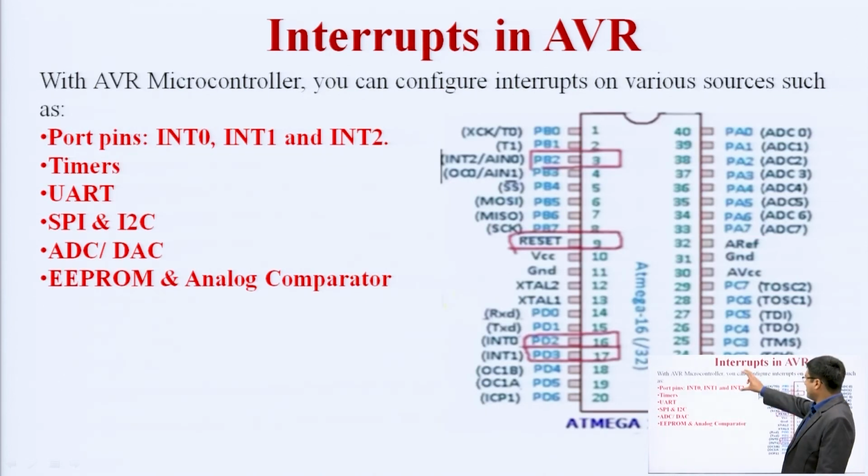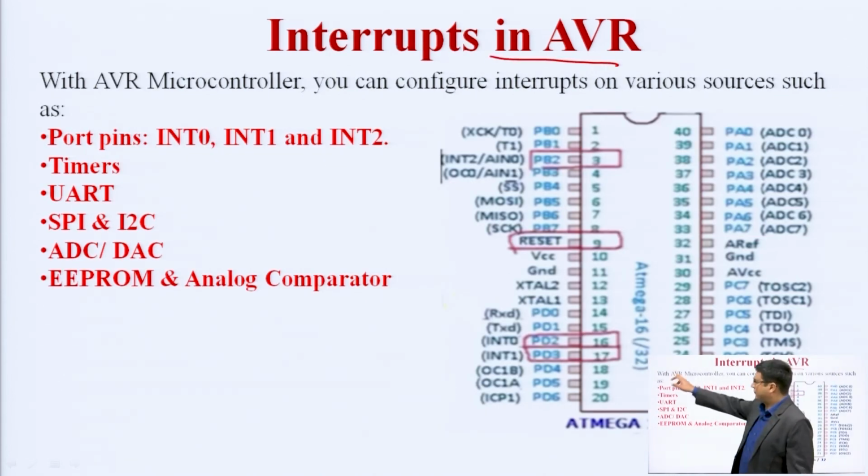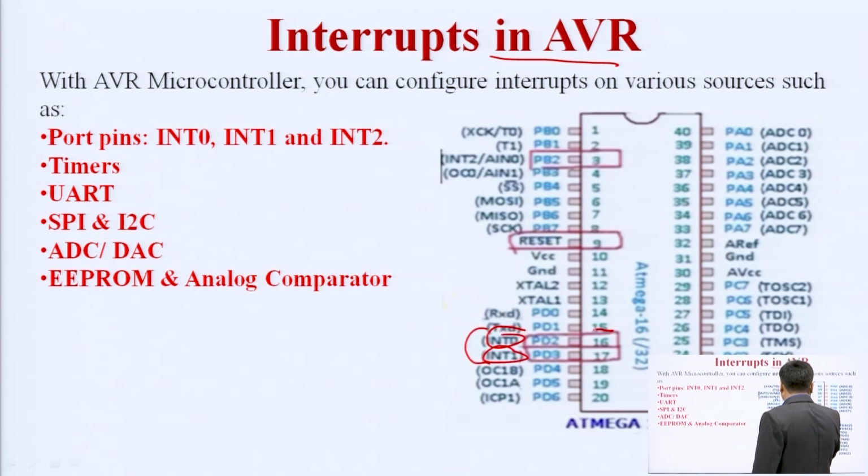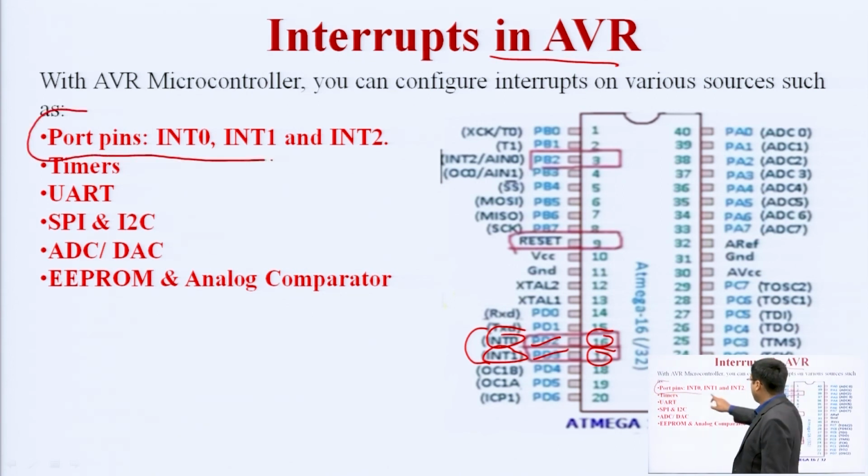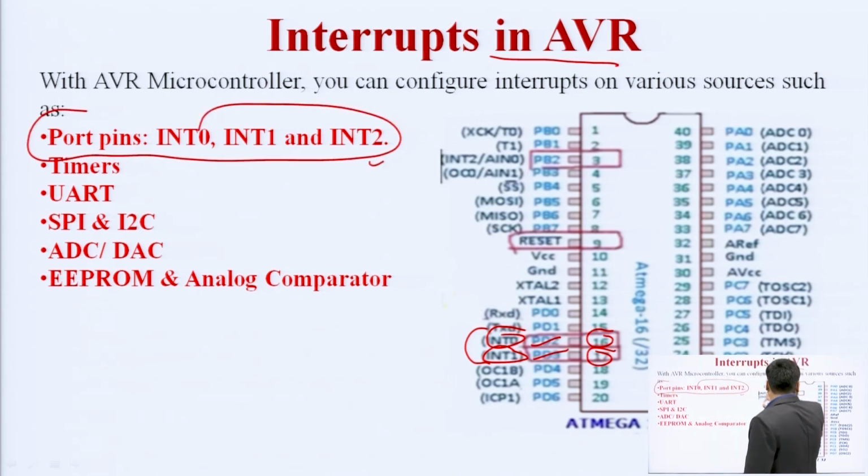So the last topic is interrupts in AVR. What is the meaning of an interrupt? Interrupt means that whenever we are executing, if there is some disturbance created, it works as an interrupt. So in the AVR microcontroller, in the pin diagram you can see that interrupts are available. Interrupt 0 and interrupt 1 are available on pin numbers 16 and 17, that is PD2 and PD3. So they are available as INT0, INT1, INT2. Where is INT2? Here.